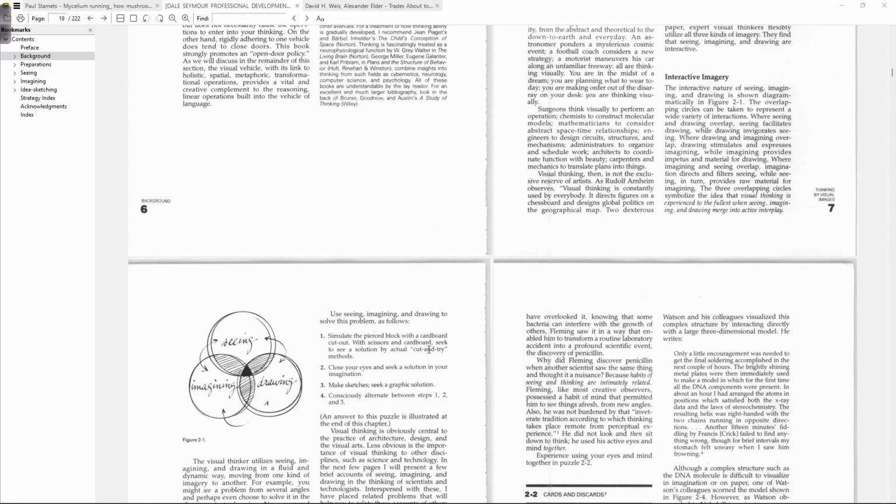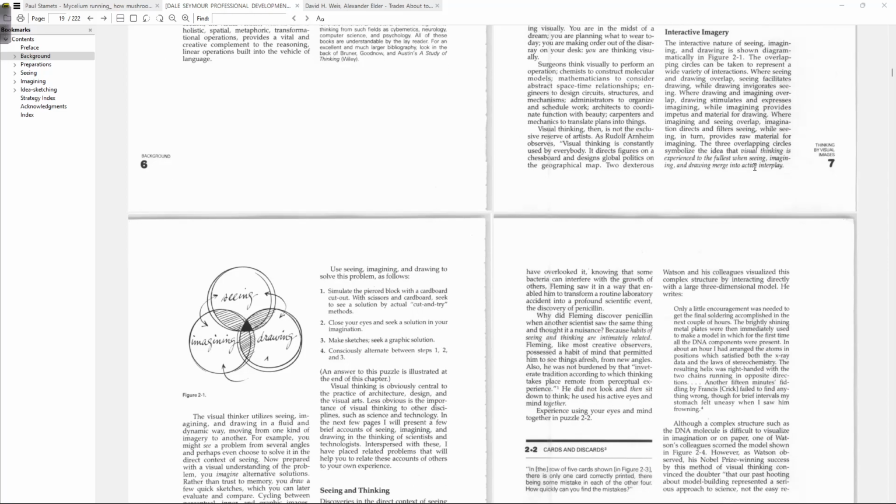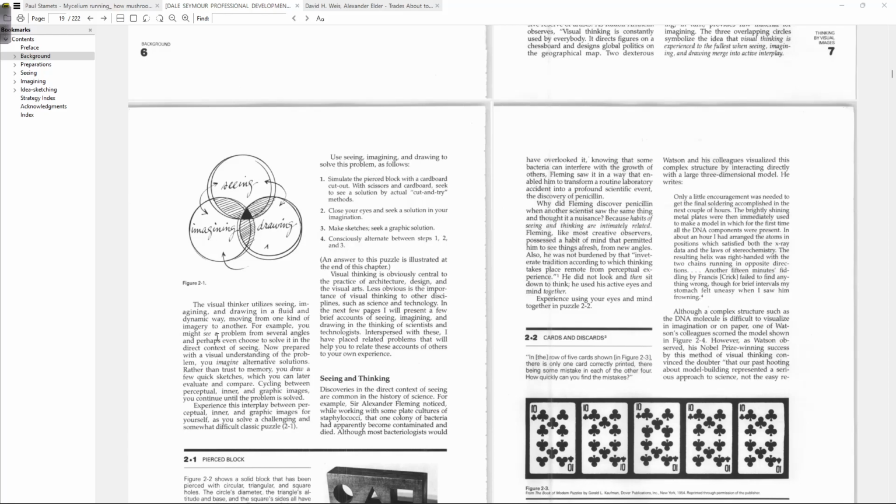Where drawing and imagining overlap, drawing stimulates and expresses imagining, while imagining provides impetus and material for drawing. Where imagining and seeing overlap, seeing in turn provides raw material for imagining. The three overlapping circles symbolize the idea that visual thinking is experienced to the fullest when seeing, imagining, and drawing merge into active interplay. The visual thinker utilizes seeing, imagining, and drawing in a fluid and dynamic way, moving from one kind of imagery to another.